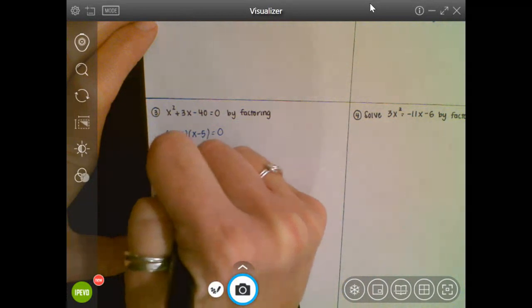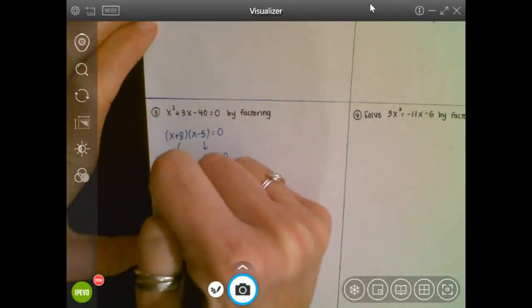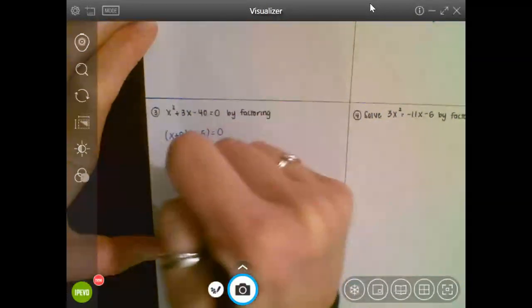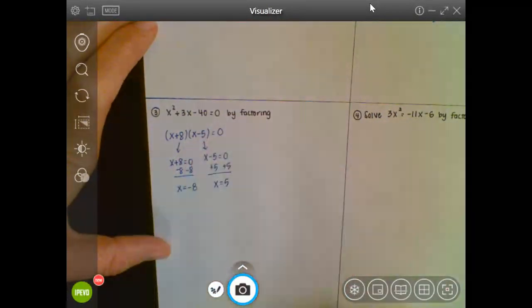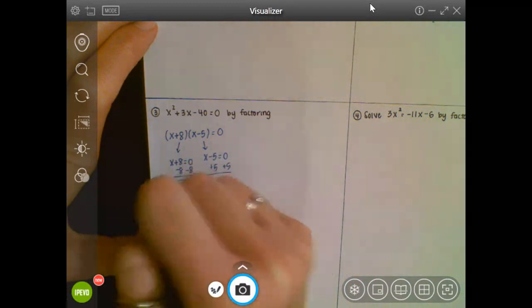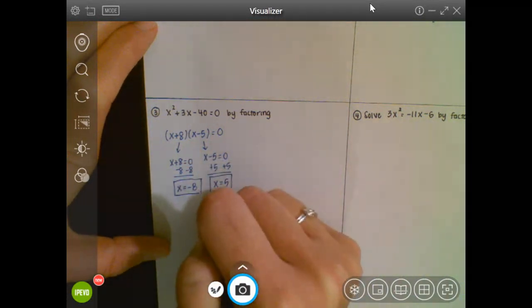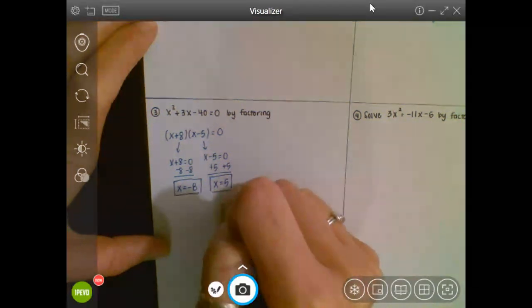Over here, I'll subtract 8 to solve for x. So this is going to give me an x value of negative 8. Over here, I'll add 5, and this will give me an x value of positive 5. So my x values are negative 8 and positive 5, or if you prefer to write them in the brackets, negative 8, comma 5.